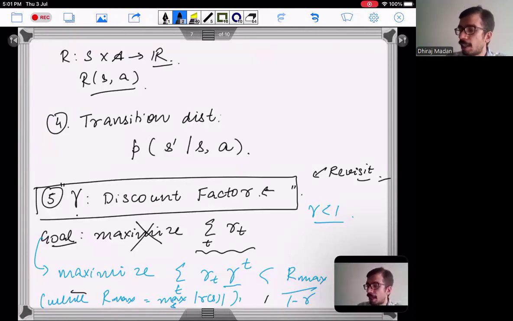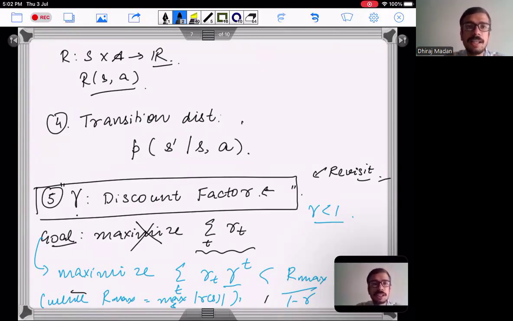But other than reward, the environment also controls our transitions in the states. If you are in a given state and you take a particular action, what is the distribution of the next state? That is given by the transition distribution. This is also controlled by the environment. And the fifth quantity is known as the discount factor.